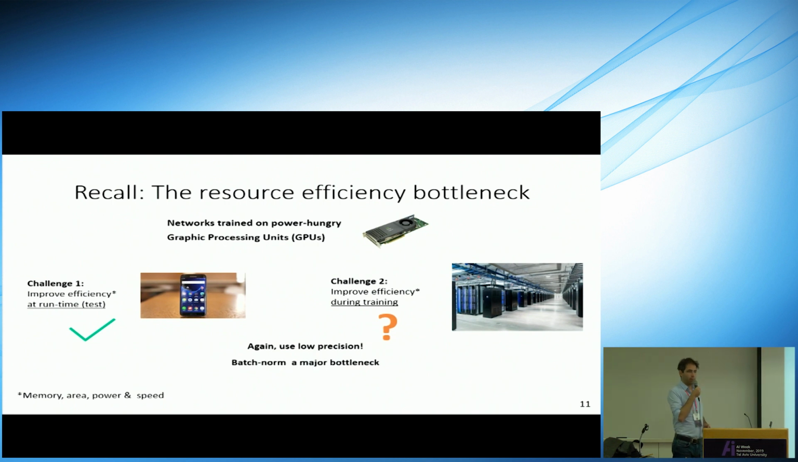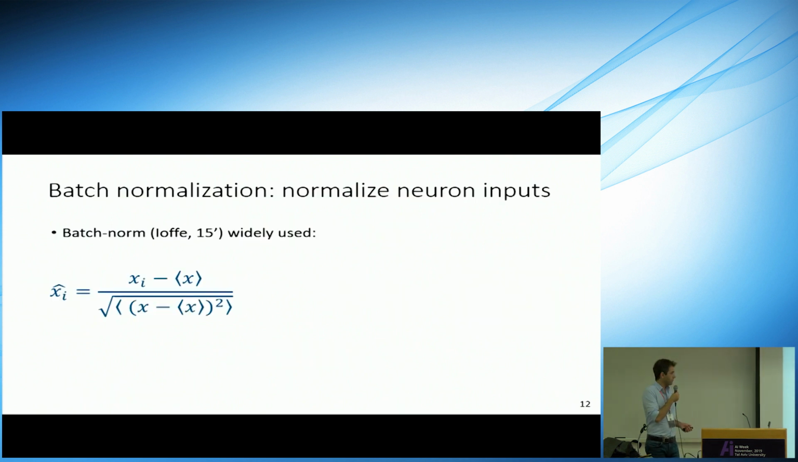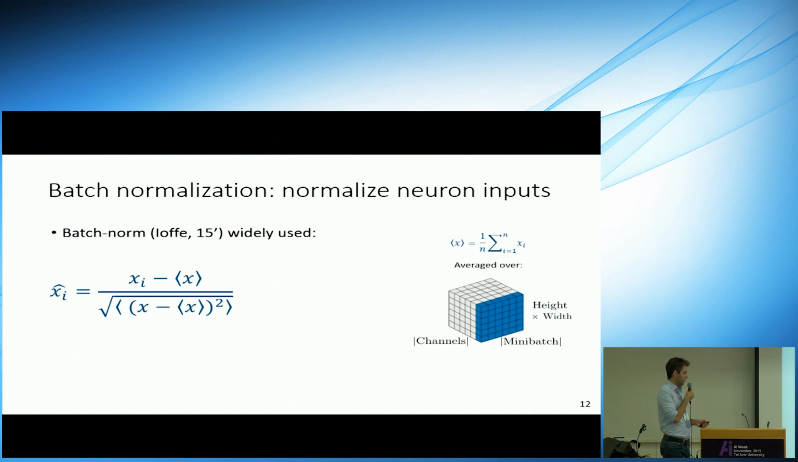But a main bottleneck in training is batch norm. Batch norm is an operation, as we'll soon explain, that is very sensitive to low numerical precision. So let's talk about that. Batch norm is an operation where you take the input of a neural network, subtract the mean and divide by the standard deviation. The averaging is over the mini batch and the height and the width of the filter. So you average the input over those dimensions. You can write this as a scaled L2 norm, and this normalization will be useful later.